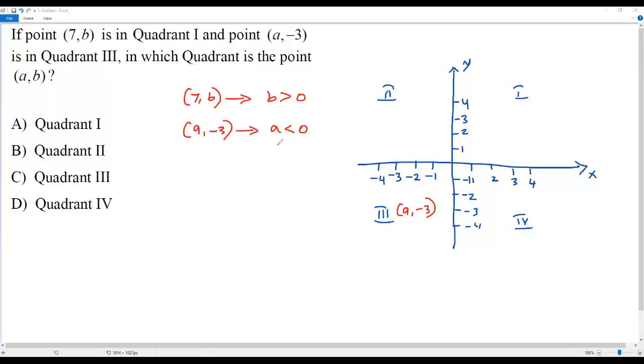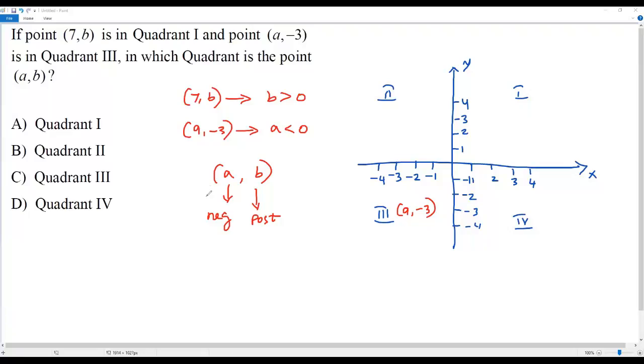Okay, now we have a clearer picture: the value of b has to be positive, and the value of a has to be negative. So a is negative and b is positive. So just consider the quadrant where the x coordinate is negative and the y coordinate is positive.